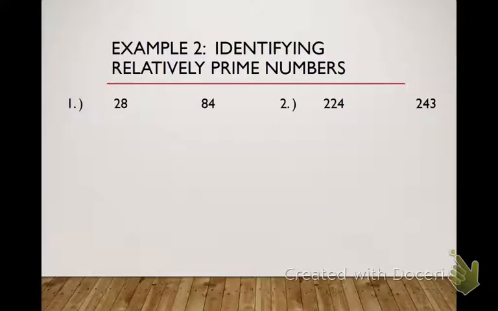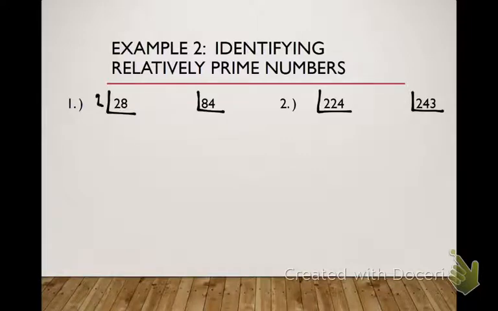Okay, so now let's do the GCF of these two numbers. One of the questions is going to be relatively prime. The other one is going to be not relatively prime. So let's see how it shakes out. Okay, so we're going to do the prime factorization of 28 and 84. And then we're going to do the prime factorization of 224 and 243. When you do the prime factorization, you'll have common factors in one of the numbers, and you'll have no common factors in the other one. All right, so let's go ahead and work these two questions.